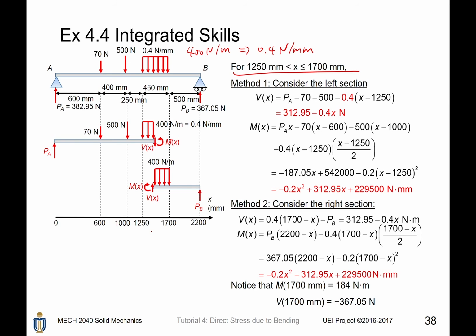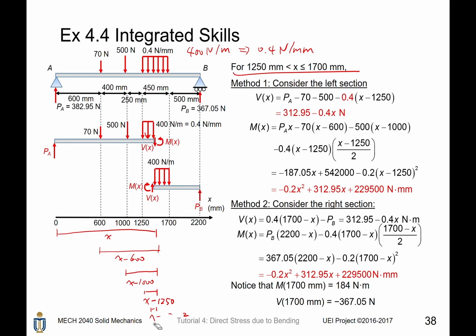For moment, it is also not easy to compute. First, the PA still generates an arm of x. The 70 Newton force will generate an arm of x minus 600. The 500 Newton force will generate an arm of x minus 1000. For the distributed load, the moment is a little bit complicated to compute, but it should be fine. First, the length of the distributed load is given by x minus 1250, and as we know, the moment center of this distributed load is located in the middle of it. Therefore, the arm generated will be 1/2 of x minus 1250. Then you can find the moment like this, and then you simplify it to get this result.